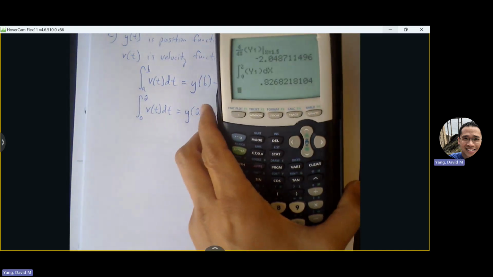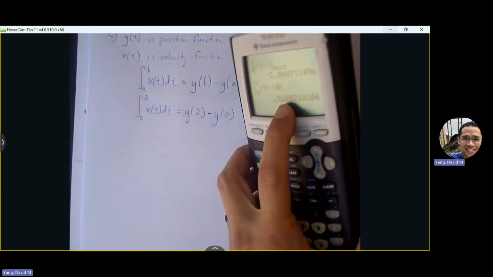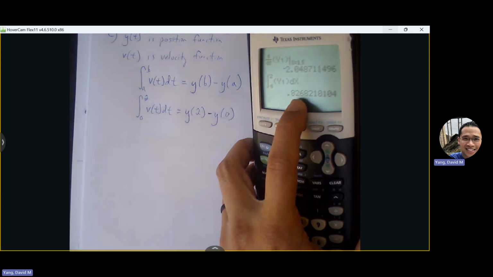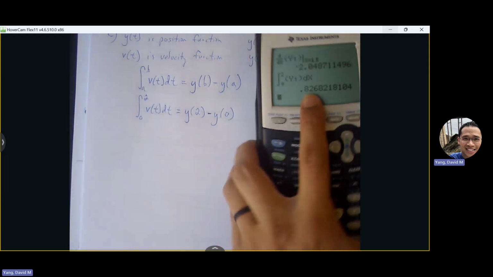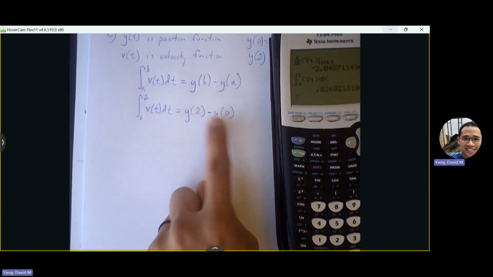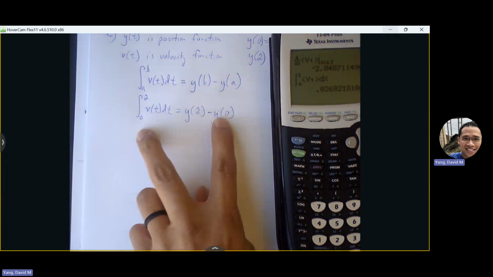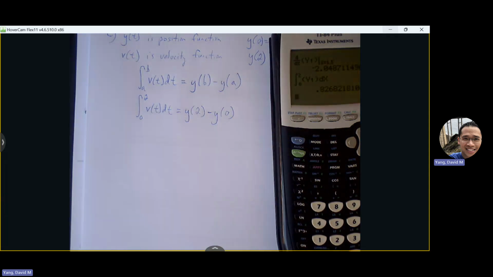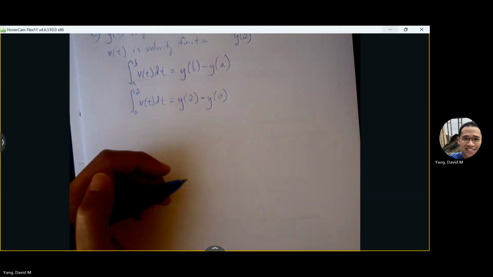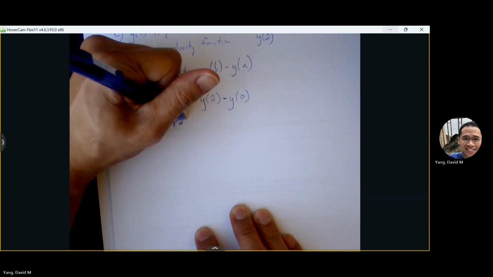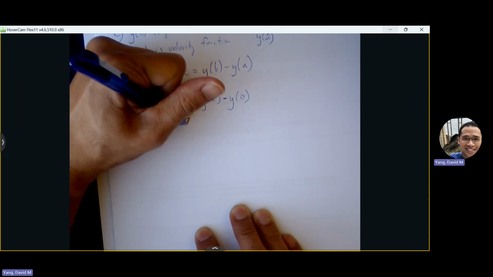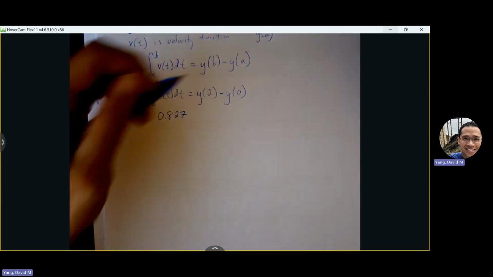So we know that from 0 to 2, this displacement is 0.828. We know y of 0 is a certain value, and we can just work backwards and figure out what y of 2 is. I'm going to round that to 0.827.